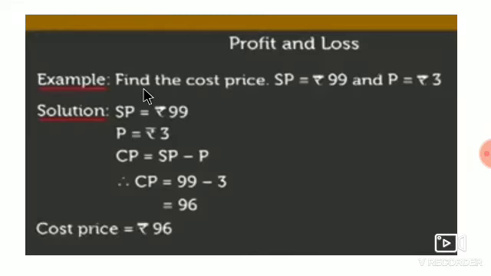One more example. Find the cost price if the SP is 99 rupees and the profit is 3 rupees. Here profit is given, selling price is given, we have to find the cost price. With the same formula you can find the cost price. Since profit is given, we can use the formula of the profit. Profit is equal to SP minus CP. So CP is equal to SP minus profit. So CP is equal to 99 minus 3, which is 96. So the cost price is 96. Understood it?